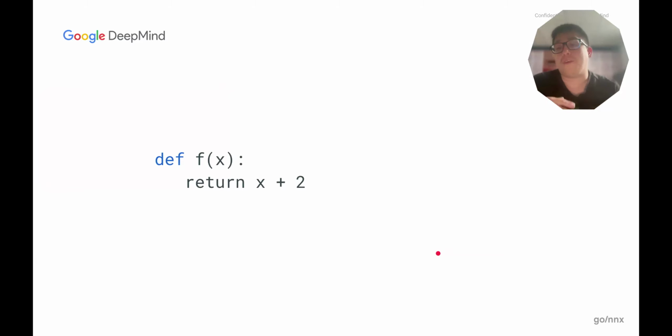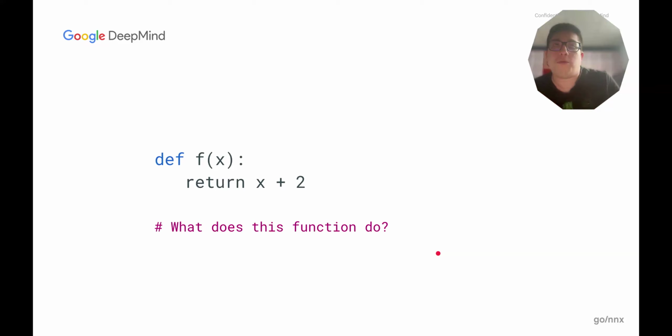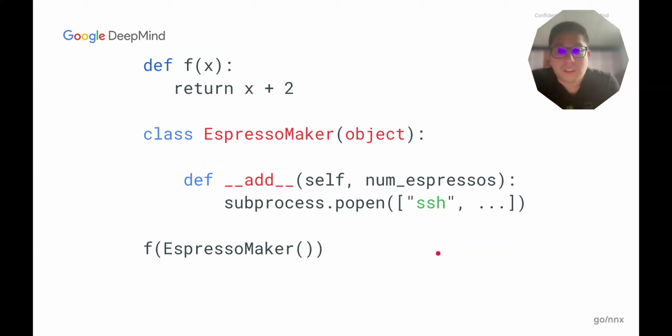it's clear that this takes something and just adds two. But the problem is that, if we don't know x, this function can do anything. For example, I can define an object called an espresso maker and overload the plus operator. Whenever a plus operator happens, I can open an SSH connection to any computer. And if I call f on that, it's going to create an SSH connection.